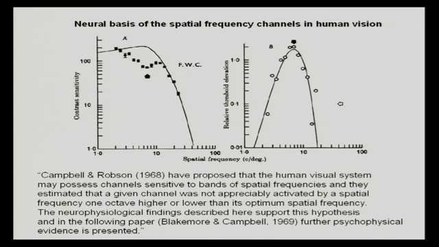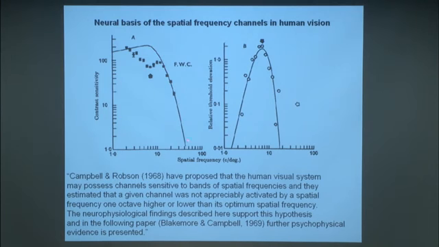Blakemore and Campbell did an experiment where in one of their subjects they measured, in this black curve, the normal contrast sensitivity function, and then they measured it again. Remember, these are gratings, and the contrast is the difference between the light and the dark. If you have a very small contrast, it's a very tiny difference, and you can reduce that difference until it's just undetectable. That's your threshold, right?